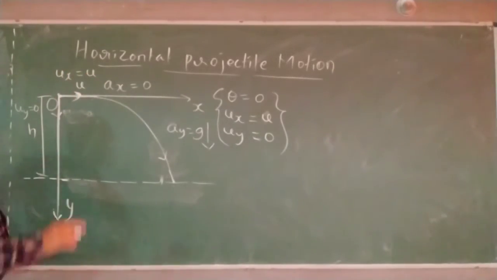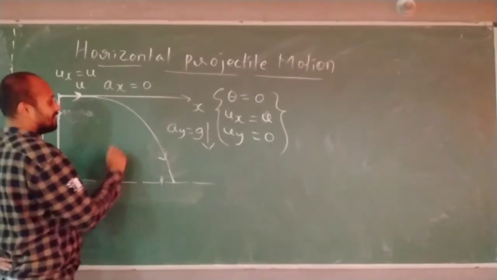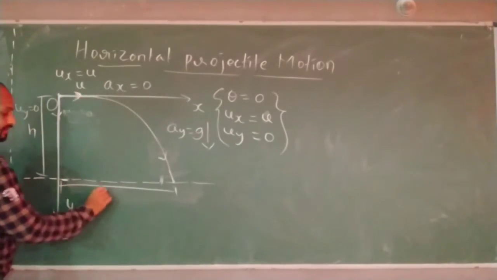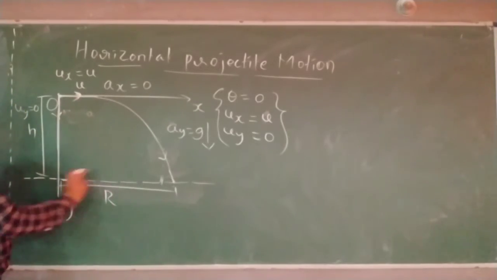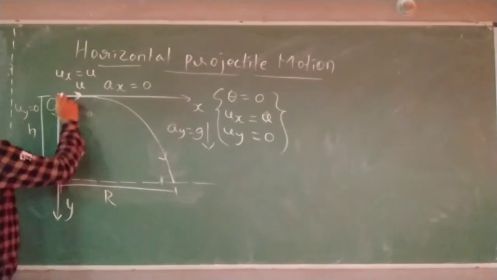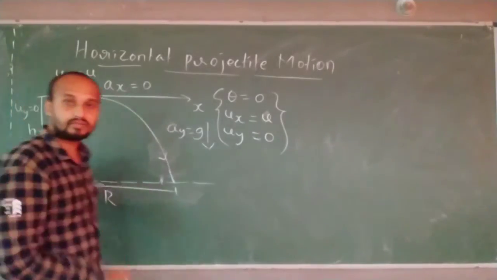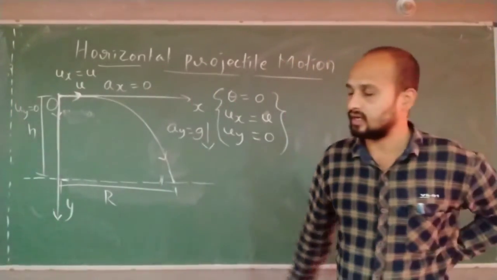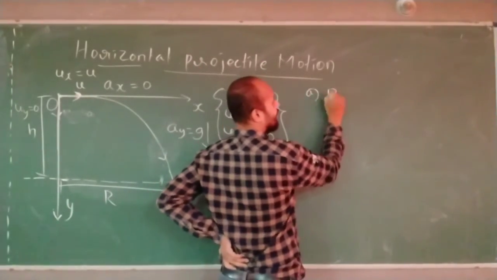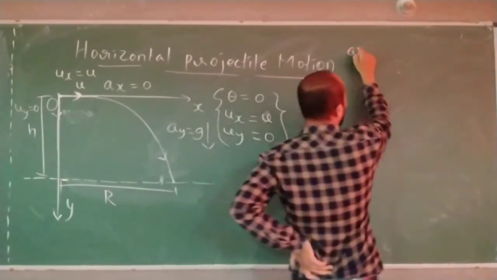Let us find, let's say, the range of the projectile, if I am throwing, what is the range from this point along the x-axis? And this is the height of the projectile. H is the height of the projectile. We are going to find each one of them. First, let us find the position of the projectile.